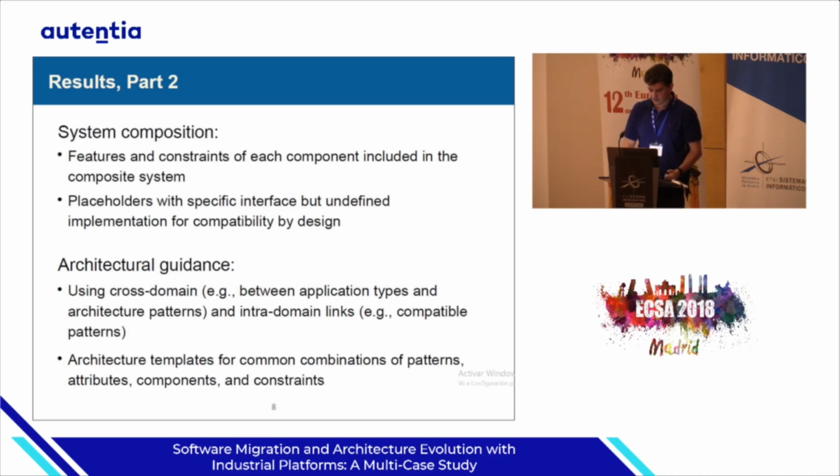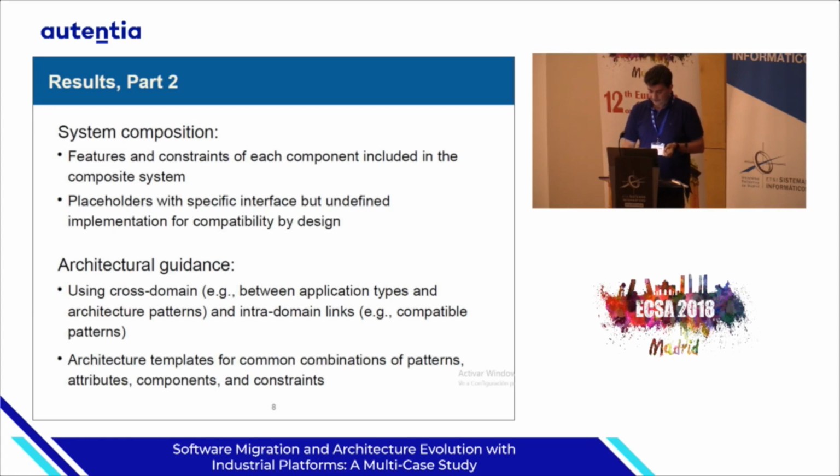We support a system composition through features and constraints of each component that are then represented in any composite system, and this is scaled up. And placeholders can also be defined with a specific interface. Their concrete implementation can be deferred for later. So in this way, we can ensure both compatibility by design, as well as reuse a third-party application without necessarily being aware of its internal composition.